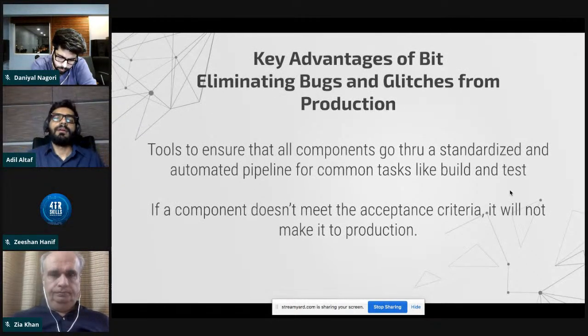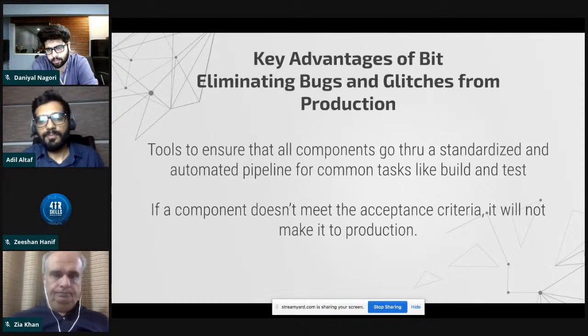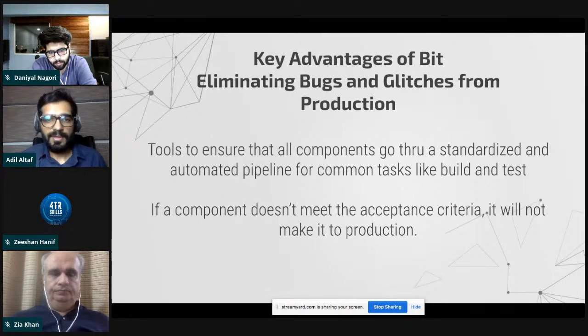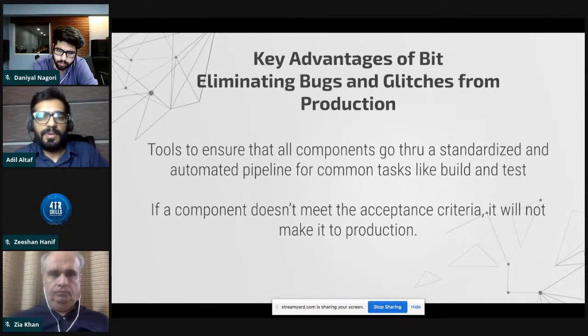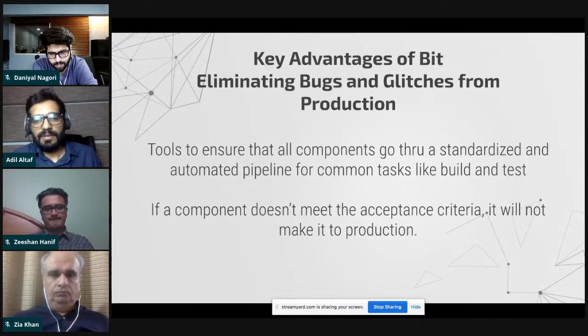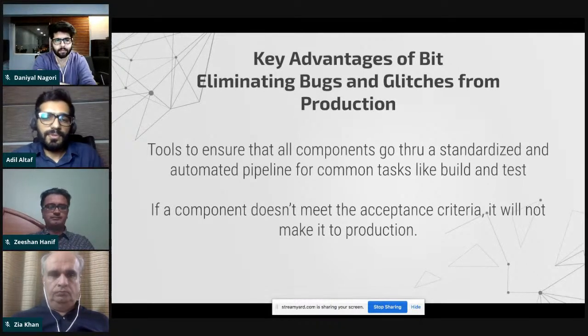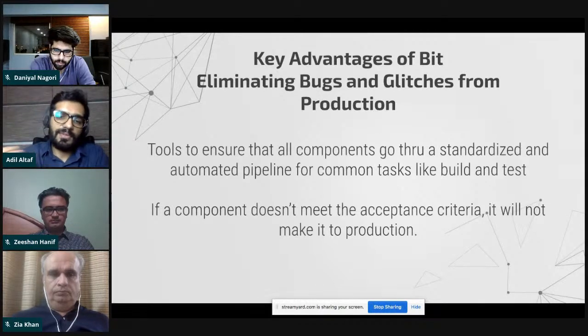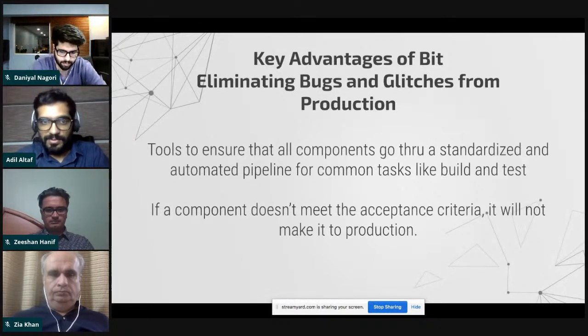Yes, and there's always some sort of acceptance criteria that your software application or your code needs to meet before being able to be deployed to production. So with Bit, you have an automated pipeline for build and test requirements. So if you build a component that doesn't pass your acceptance criteria, it simply will not be able to be promoted to production. Once you've built it and tested it, everything has to pass according to your organization's acceptance criteria before being allowed to be deployed to production, which would eliminate a lot of issues from the production environment itself.